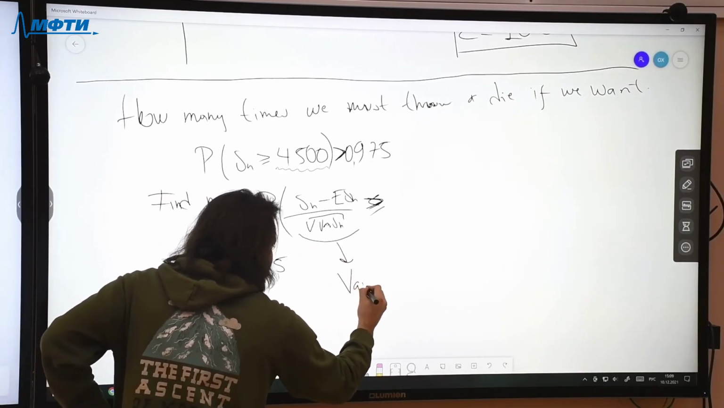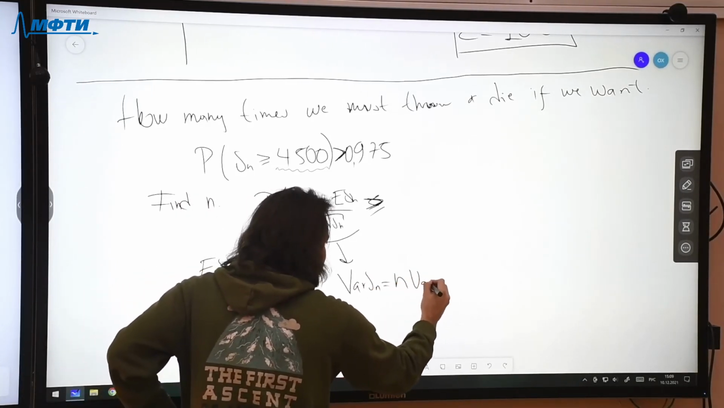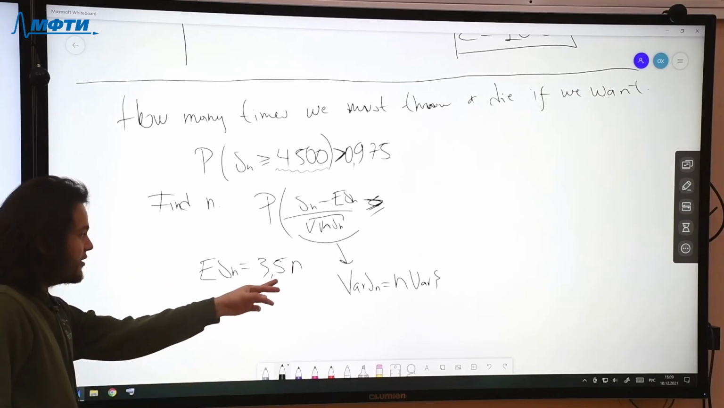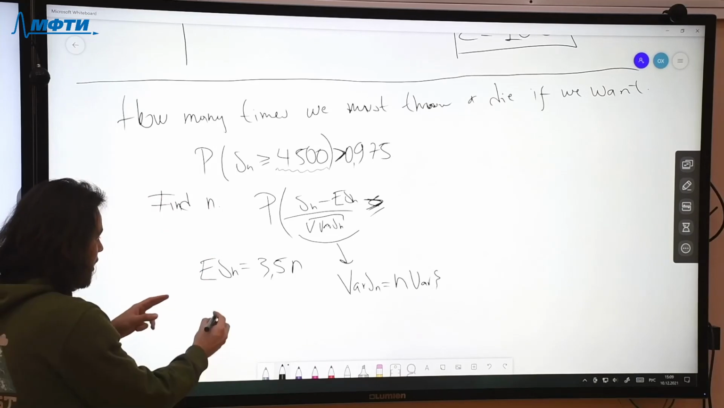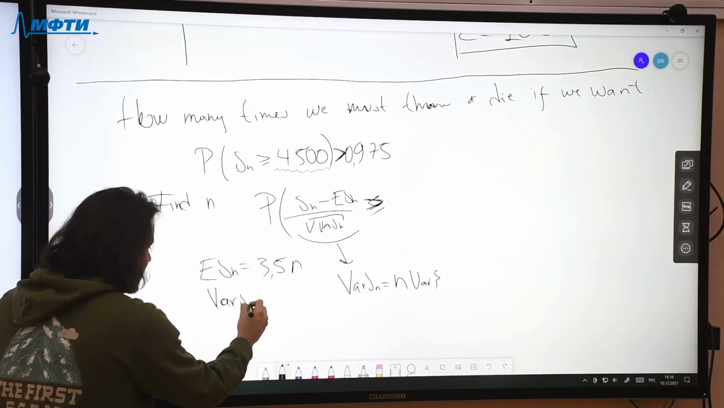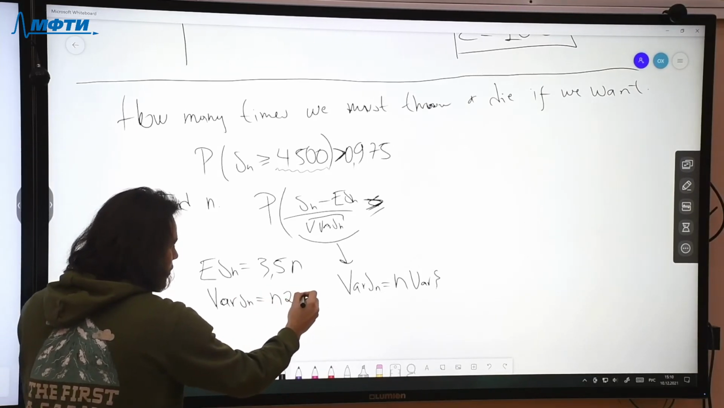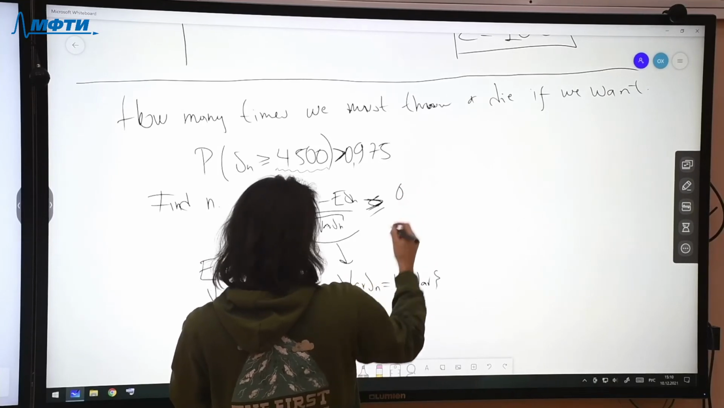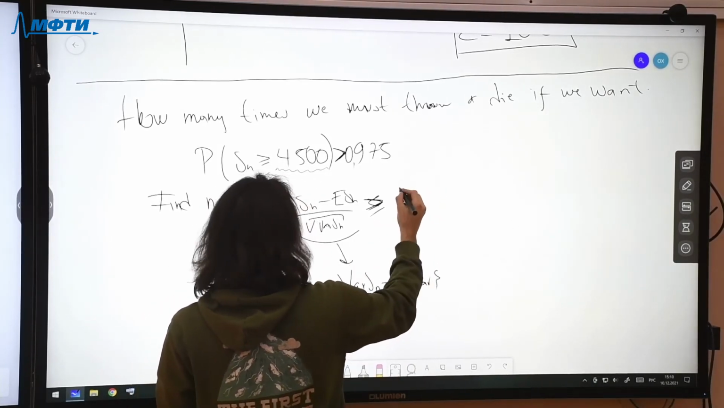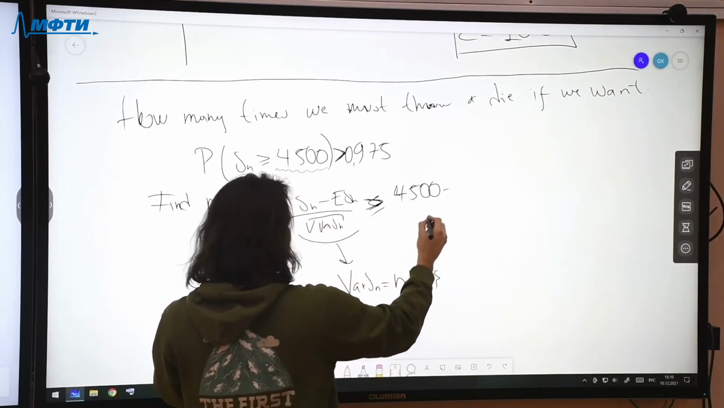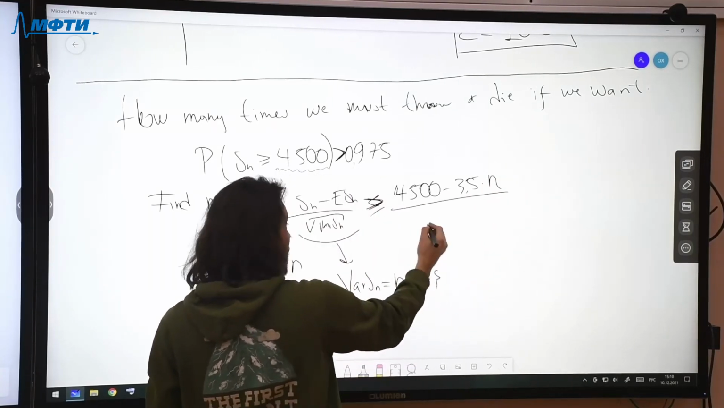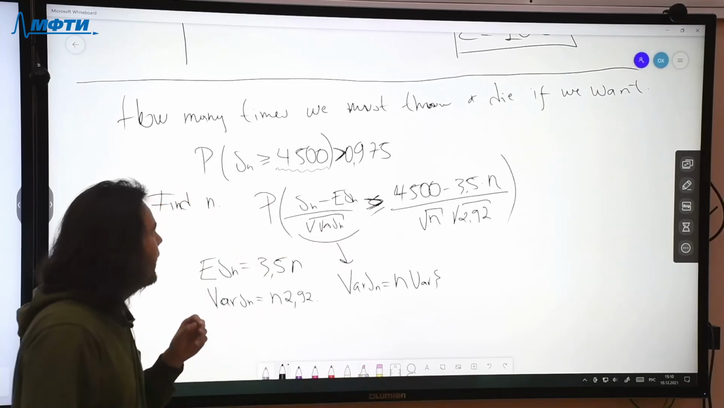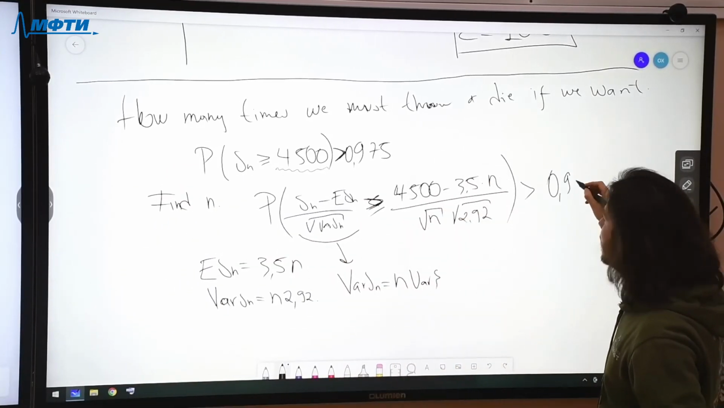Look, the variance of Sn is equal to n times the variance of psi, right? So that is why we have square root of n. So this is 3.5 times n, and we found that the variance of Sn is n times 2.92, right? We already found that before. So that's it. We need to write that over here: 4,500 minus 3.5 times n over the square root of n times the square root of 2.92. And I need this to be greater than 0.975.